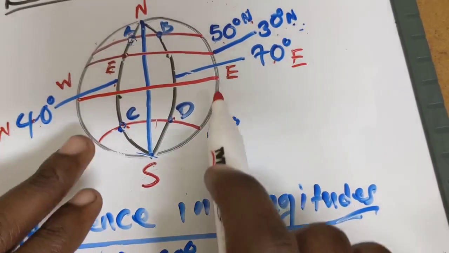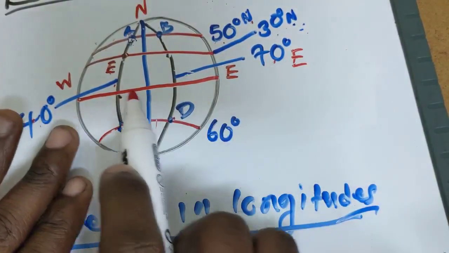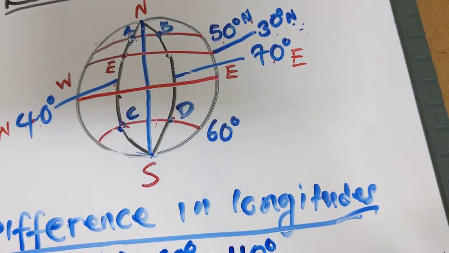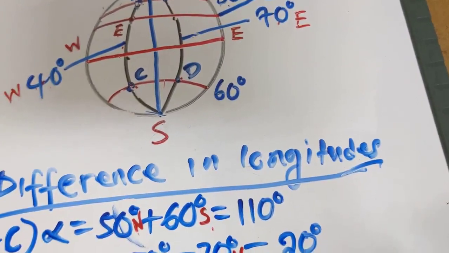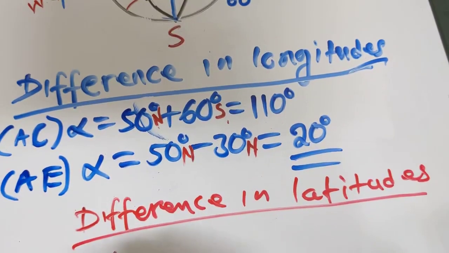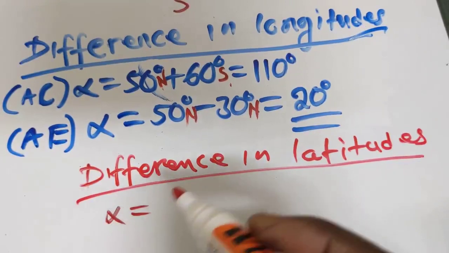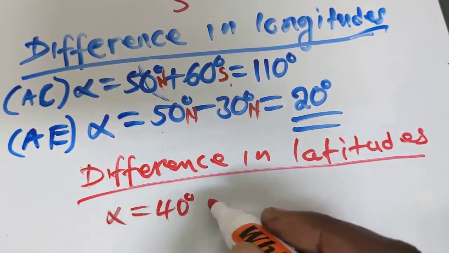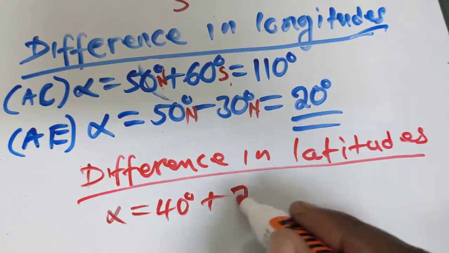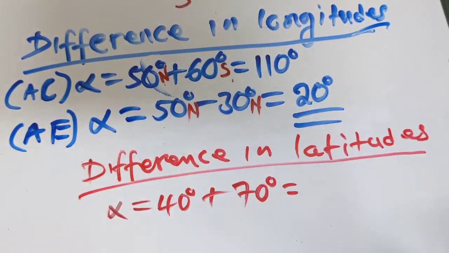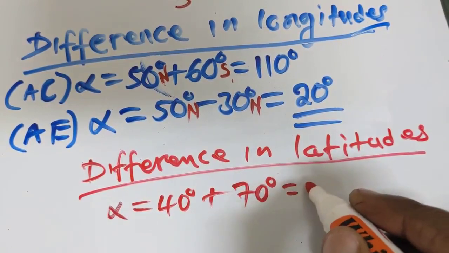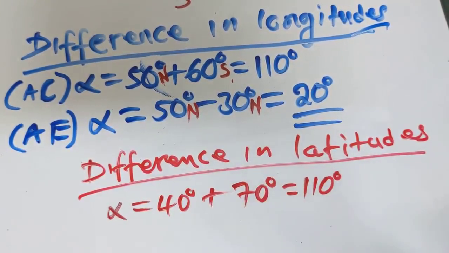So you've seen that they are different. This one is in the east, this one is in the west. So what do we do? If they are on the same side, we subtract, but here the difference will be 40 degrees plus 70 degrees. What is 40 plus 70? It is 110 degrees. So we are adding because they are on different sides.